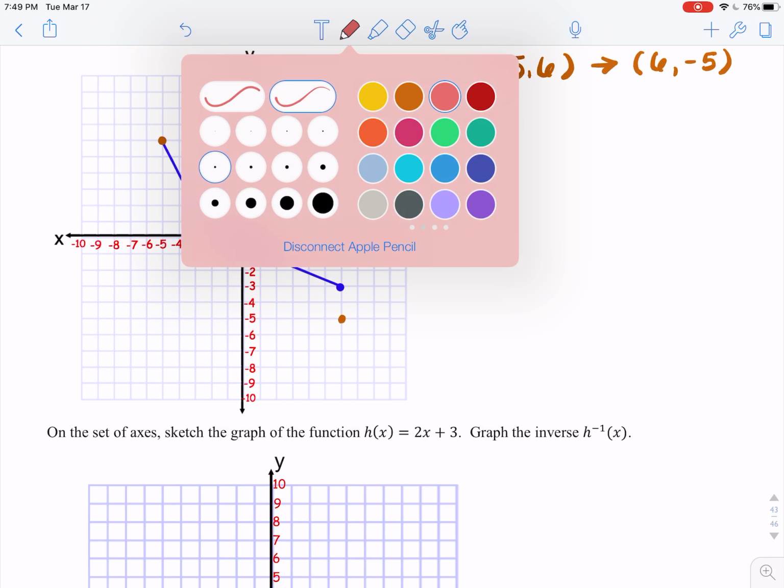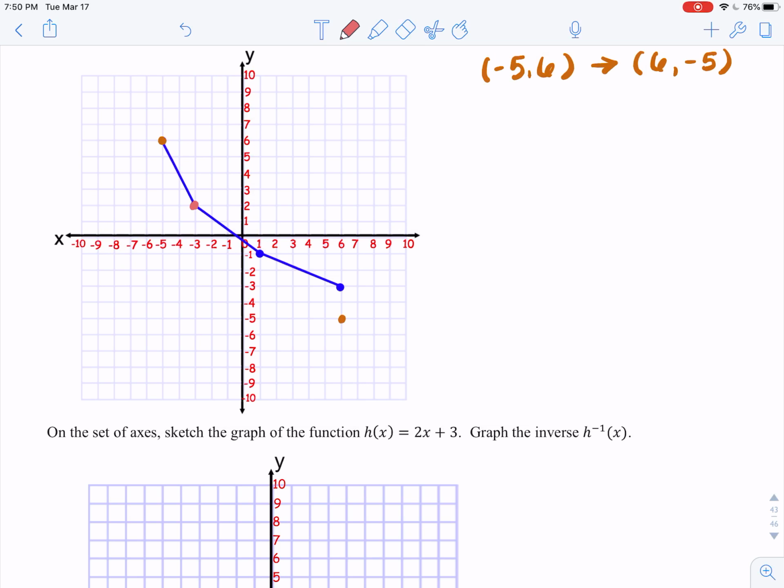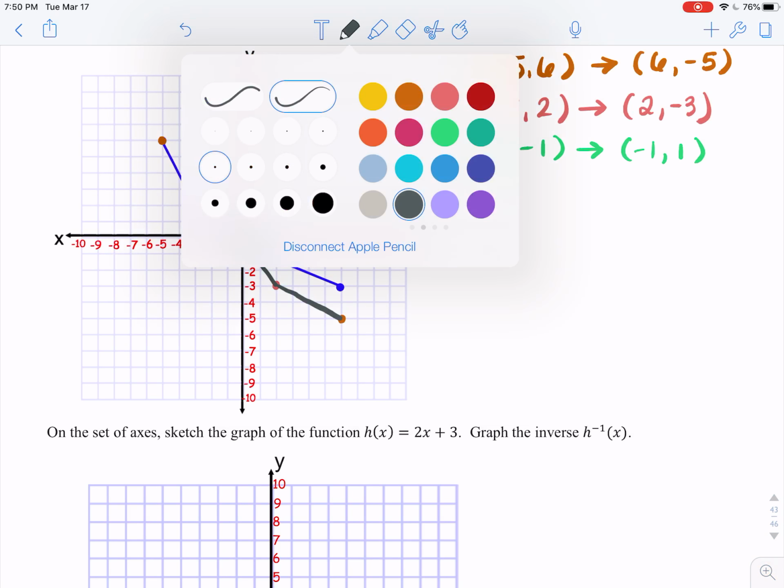The next one I will do in this pinkish color. My next point is (-3, 2). To find the inverse, we flip our coordinates. So this becomes (2, -3). Let's connect with one color. My next point is (1, -1). Again, to find the inverse, let's flip our coordinates. That's (-1, 1). And then I'm going to connect. I like to connect them as I go so I do not get confused.